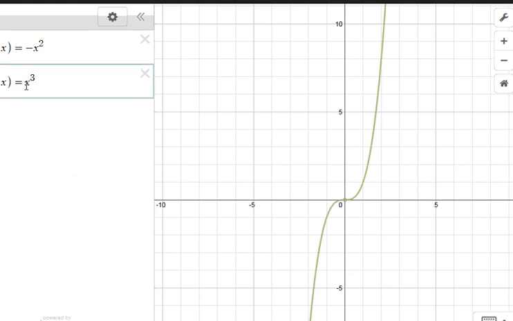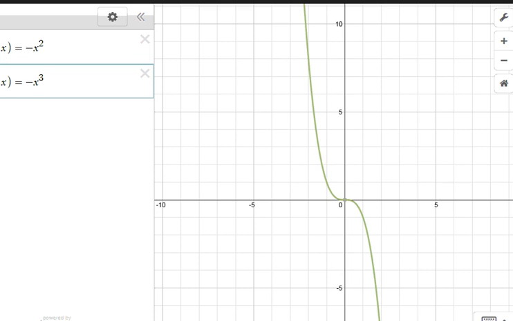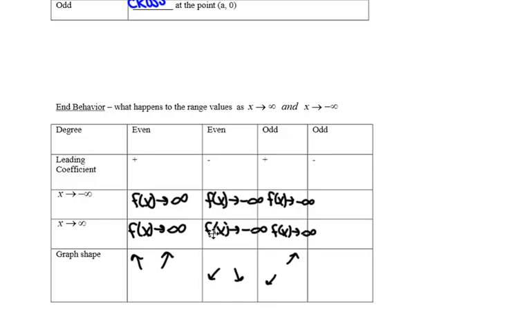So again, all I'm going to do is put a negative. So again, as x is approaching negative infinity, f of x is approaching positive infinity. And as x is approaching positive infinity, f of x is approaching negative infinity. And by the way, if I did x to the fifth, end behavior direction arrows, same thing. X to the seventh, same thing. X to the ninth, same thing. Does not matter. Okay? So let's go back to your sheet then.